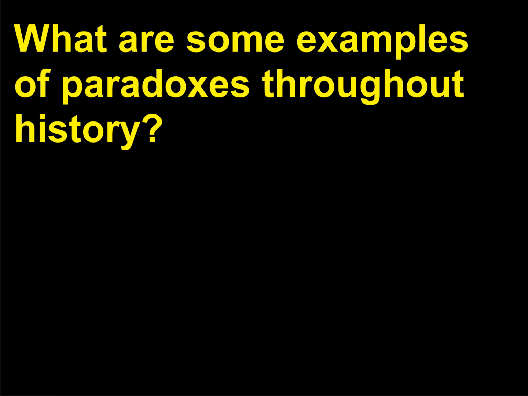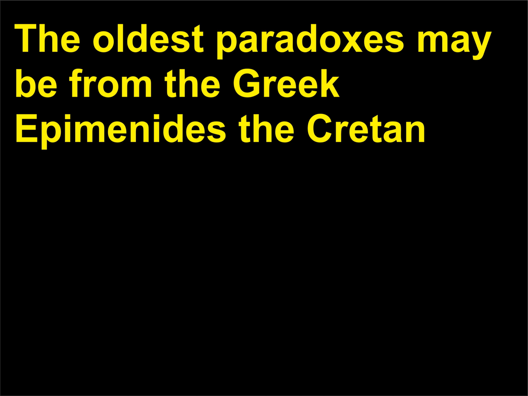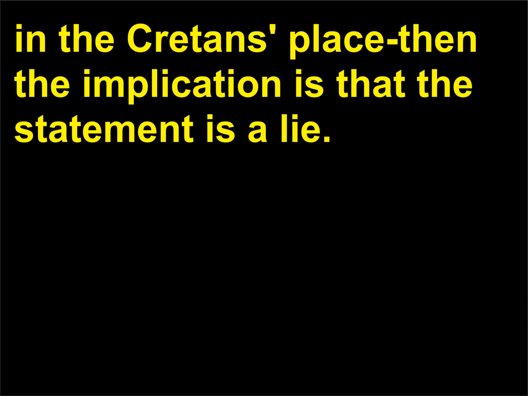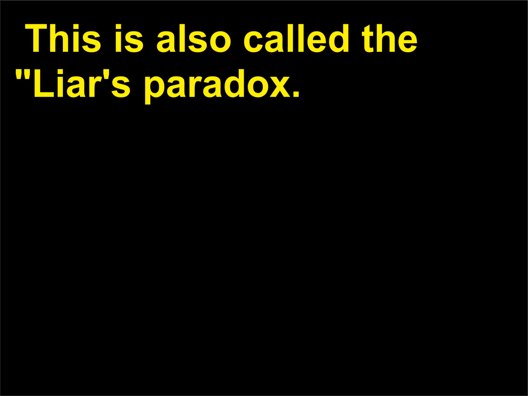What are some examples of paradoxes throughout history? The oldest paradoxes may be from the Greek Epimenides the Cretan, who lived sometime during the 6th century BCE and stated, "All Cretans are liars." If this statement is true, and any other culture you would care to put in the Cretans' place, then the implication is that the statement is a lie. This is also called the liar's paradox.